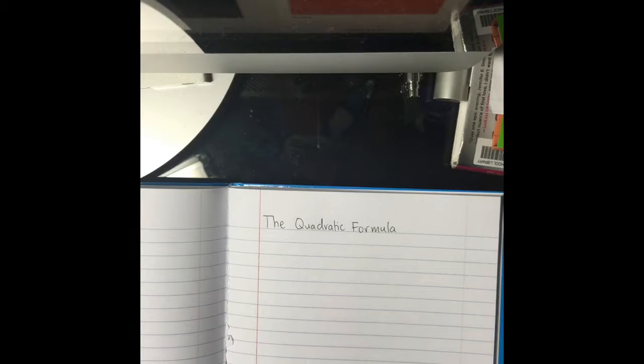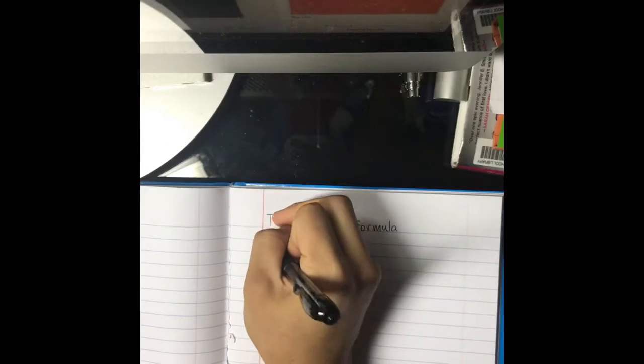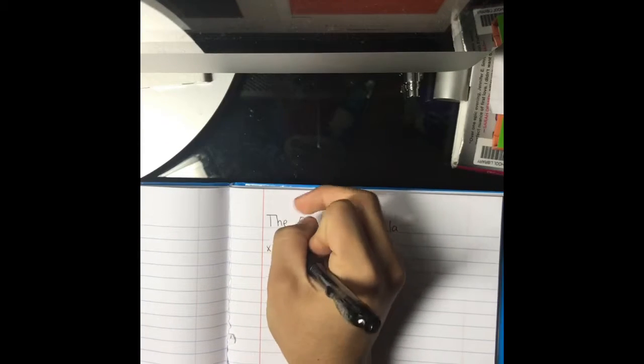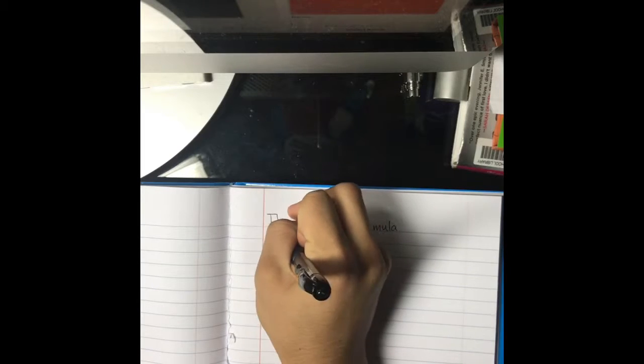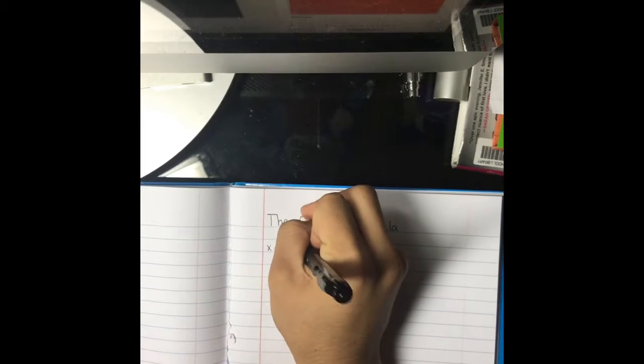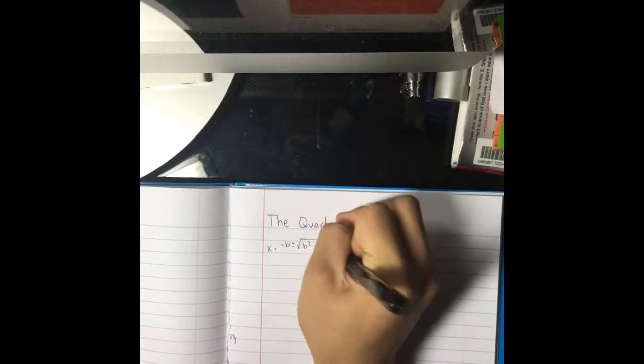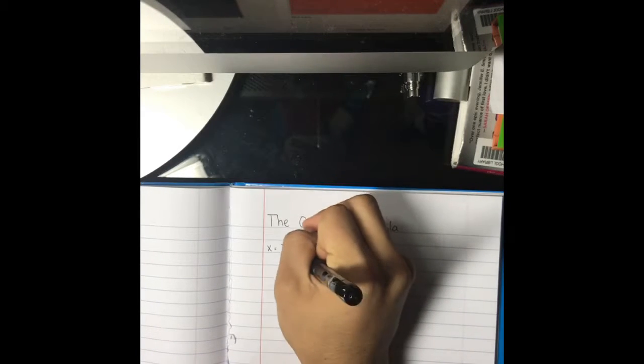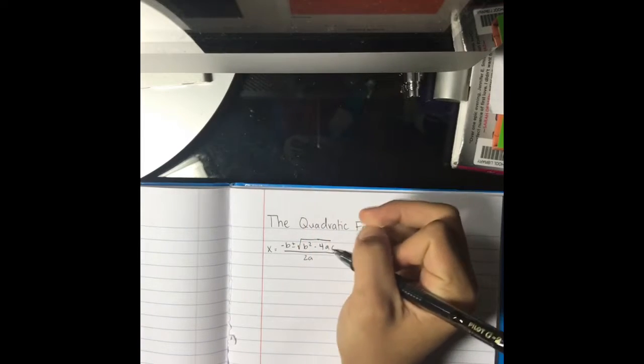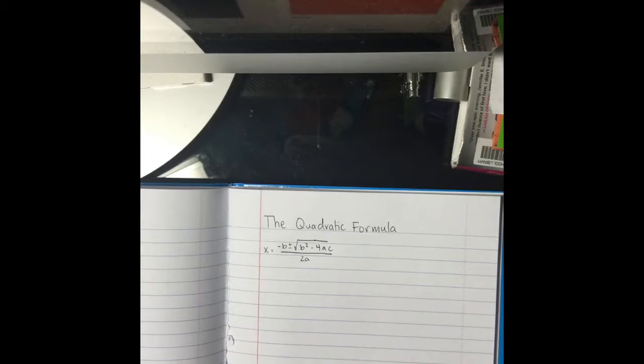Okay, now we're doing chapter 5, section 8, the quadratic formula. So the quadratic formula is an expression that is known as x equals negative b plus or minus the square root of b squared minus 4ac all over 2a. And that is the quadratic formula.